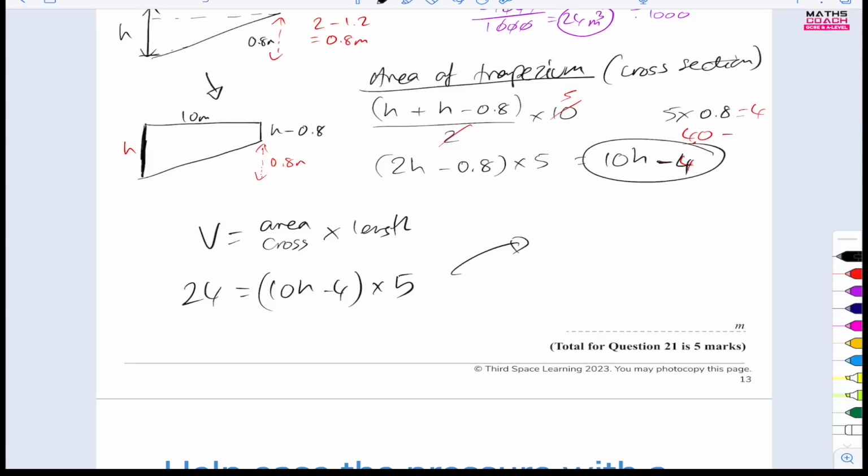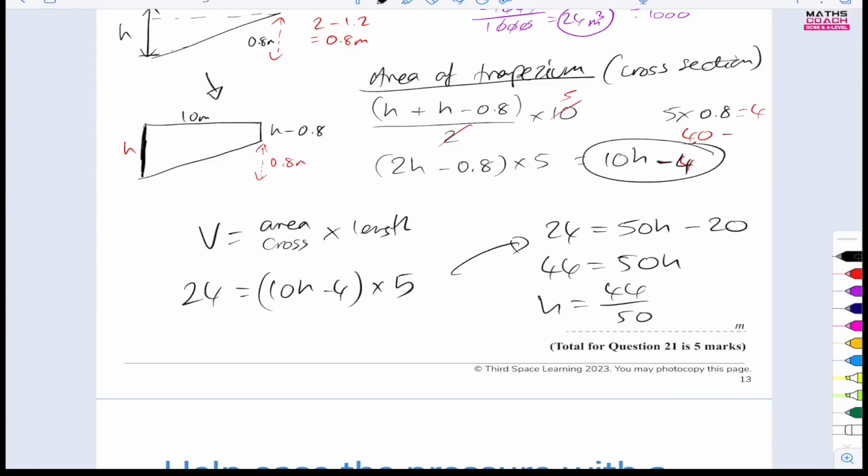So if we expand this up here, we get 24 is equal to 10 times 5 is 50H, and 4 times 5 is 20. So we've got that. Let's take the 20 to the other side. So we've got 44 is equal to 50H, and therefore H would be equal to 44 divided by 50.